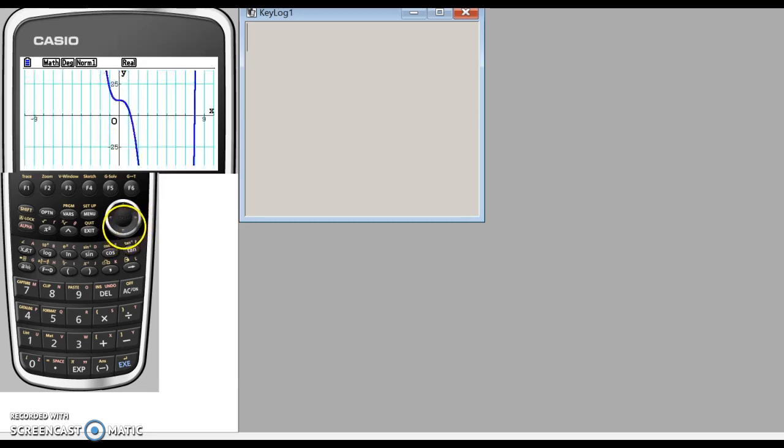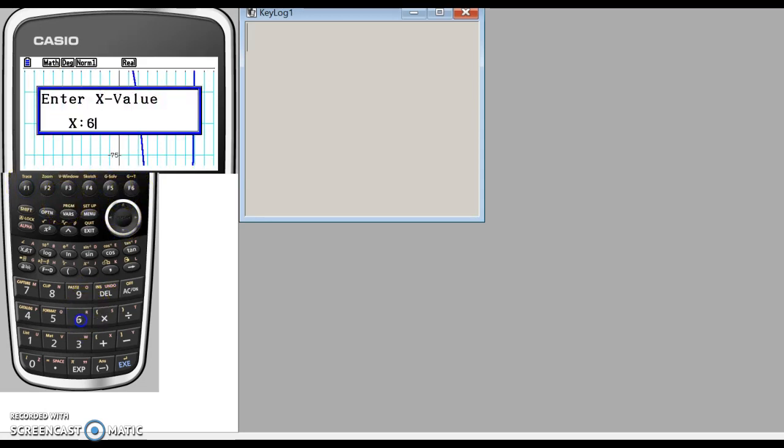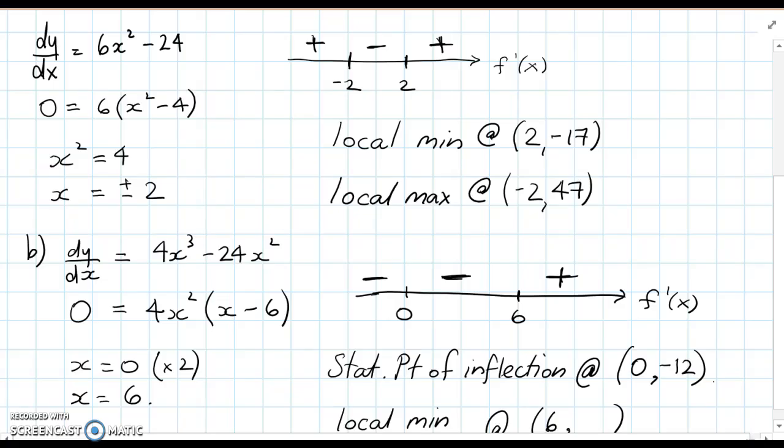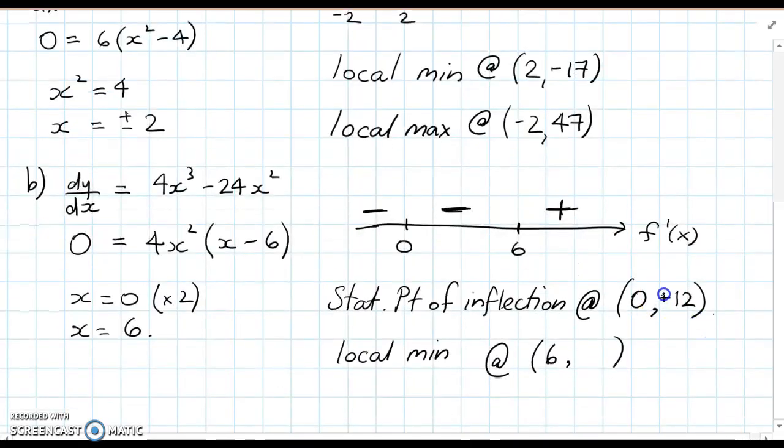And the second point we will need to have on the screen to be able to find that location using our calculator. As you can see, if we put in here, it does show it up. We get negative 420. So using technology, stationary point of inflection at 0, 12 and a local minimum at 6, negative 420.